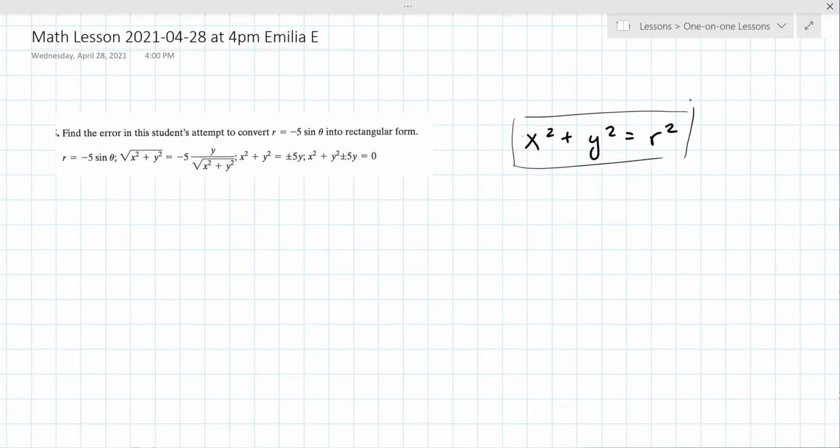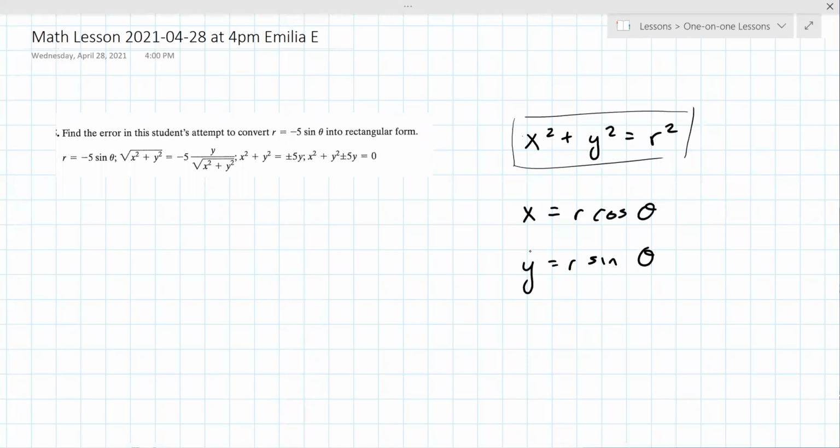I don't know if that's where the error is, but that's where I would suggest starting. x equals r sine theta. I'm sorry, x equals r cosine theta. I haven't done this in a while. Cosine theta. y equals r sine theta. And that's where you get this. That's one of the ways you move between these.